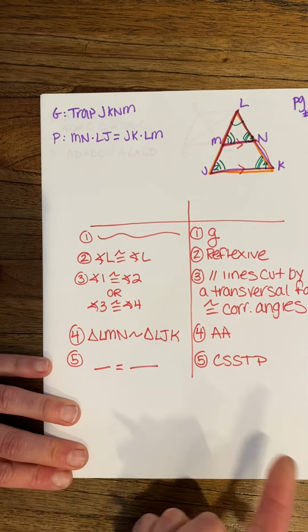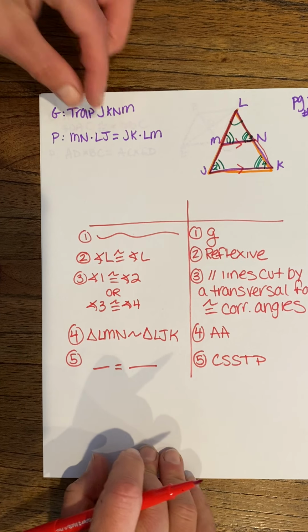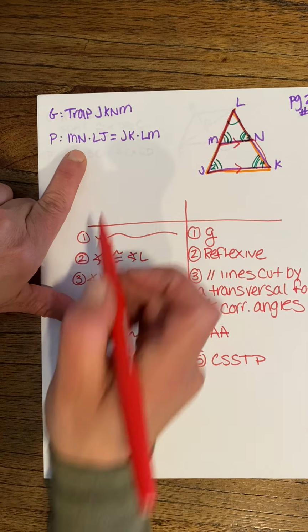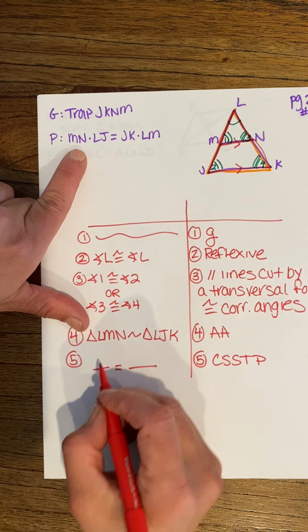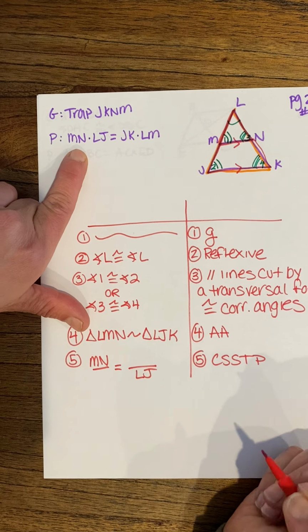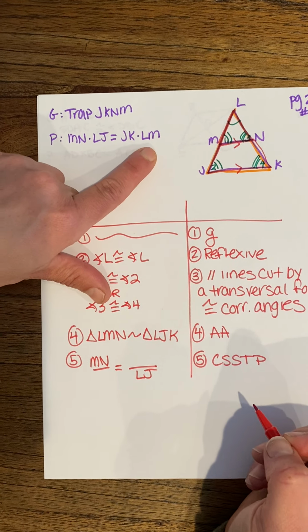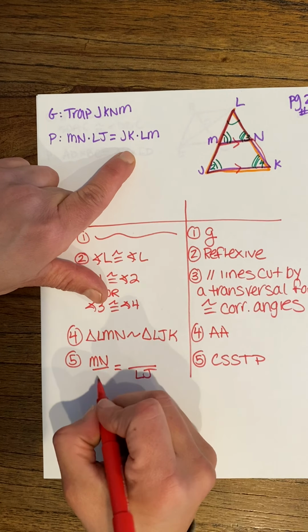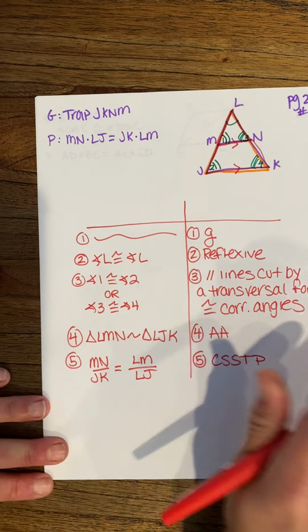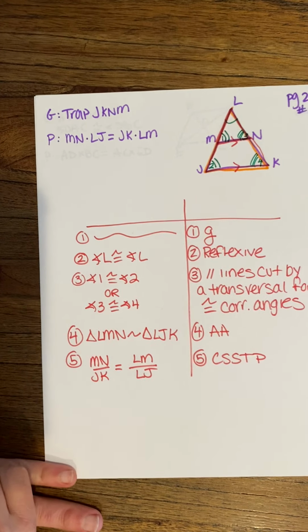So you say, well, what proportion is it? How would I set up the sides? Well, all you really have to do is go back up to your prove and undo the cross multiplying. If MN is multiplying LJ, that means MN and LJ have to be on one of the diagonals. JK and LM are on the other diagonal. It doesn't matter what order you put them in. You could switch it up as long as you just uncross multiply, basically. Throw them on the diagonal, and that's what the proportion is.